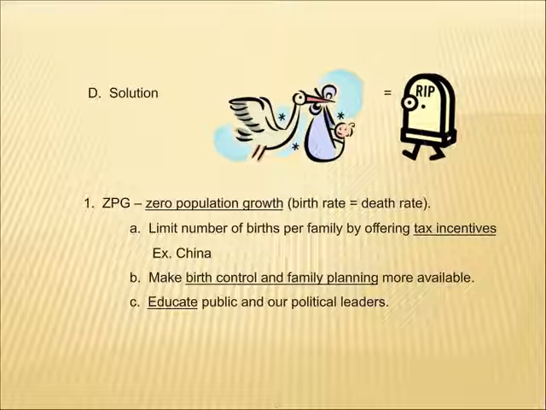Sometimes these children are born when they don't necessarily intend to have more children. And then finally, just simply educating people and our political leaders about the consequences of human population growth, that's another approach that could help to level off human population growth.